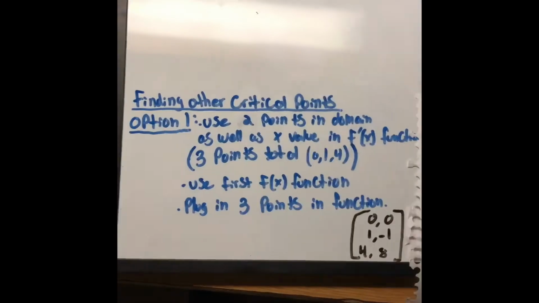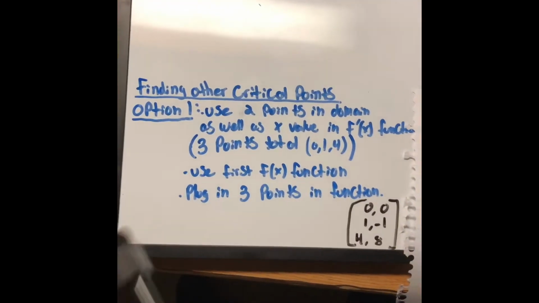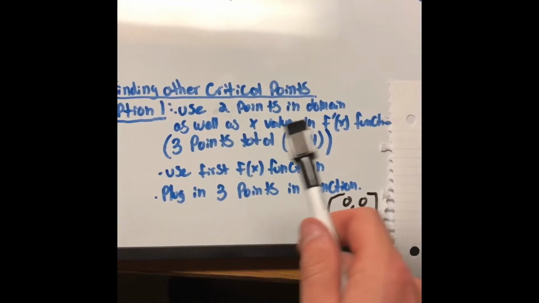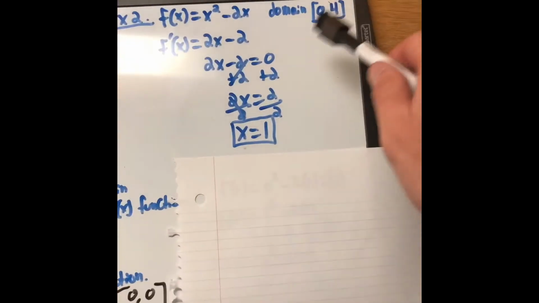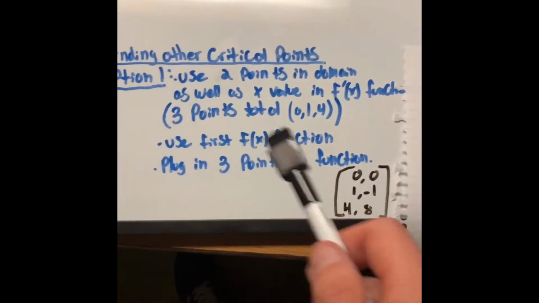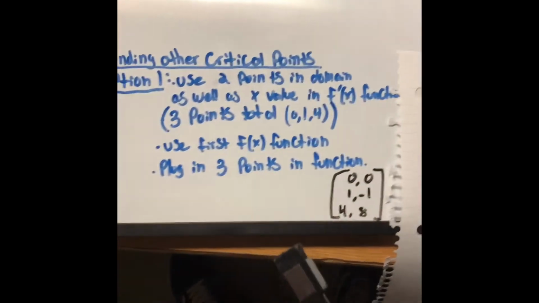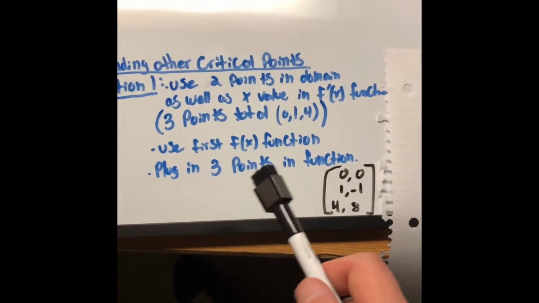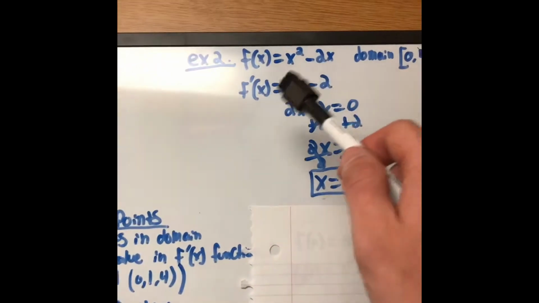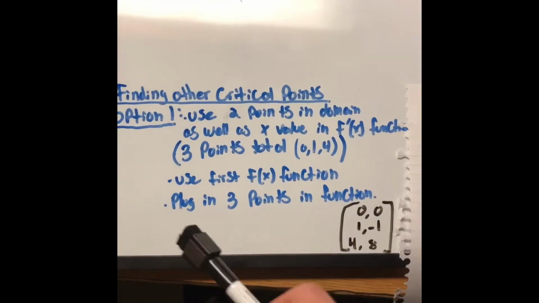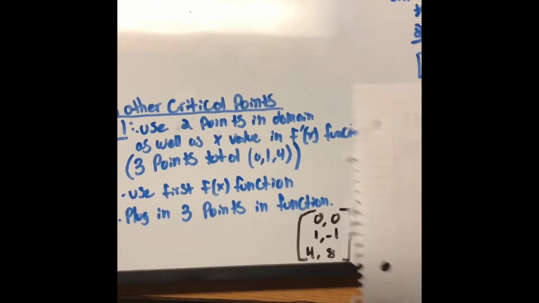Finding the critical points, you have two options. For the first option, you use the 2 points of the domain, which are 0 and 4, as well as the x value, which is 1. Next, you use the first function f(x), which is x² - 2x, and you plug the 3 points into the function.